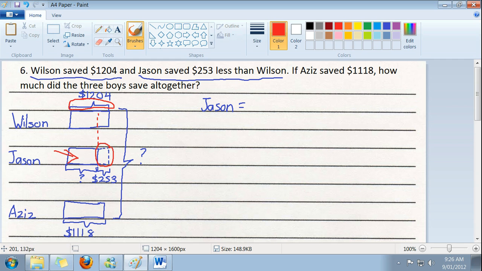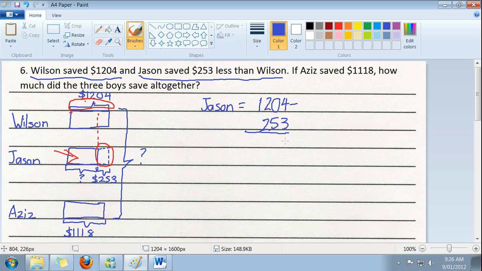Okay? Because this part that I circled in red is the whole bar, so that's $1,204. This part is $253. Okay? If we subtract this from this, then we get how much Jason has. So let's go back to blue. $1,204. Take away 253. Always make sure that the top is bigger than the bottom, otherwise you cannot subtract.